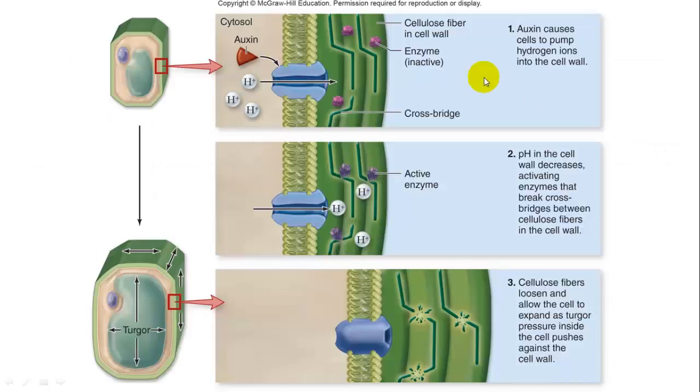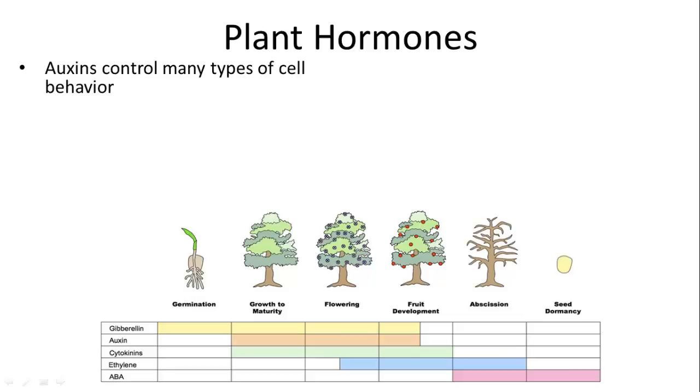All right, so this is the schematic from your book. Again, auxin causes the proton pump to be activated. Protons are pumped to the outside of the plasma membrane into where the cell wall is. That activates this enzyme, expansin. Expansin then cuts the cross links, and then the turgor pressure causes the cell to expand. So that is just one thing that auxins do. They also have many other types of cell behavior that they control.